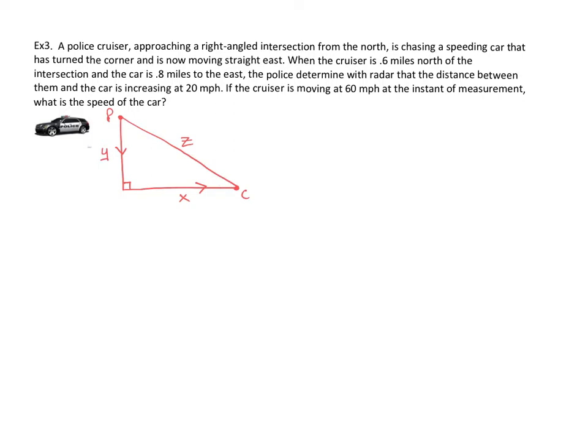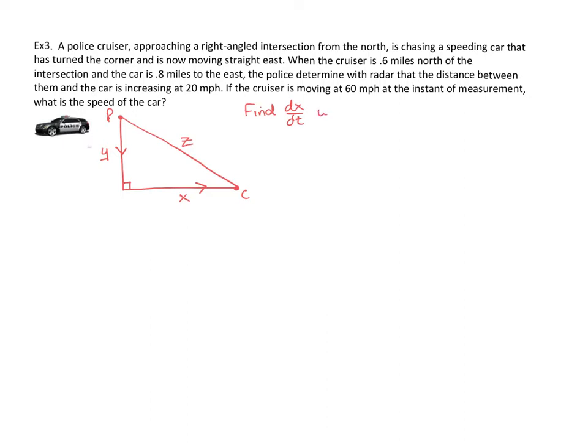And now we need to determine, okay, what are we trying to find? Well, let's read the rest of the problem. It says the police determine with the radar that the distance between them and the car is increasing at 20 miles an hour. If the cruiser is moving at 60 miles an hour at the instant of measurement, what is the speed of the car? If we were looking for the speed of the car, that means we're trying to find dx/dt.